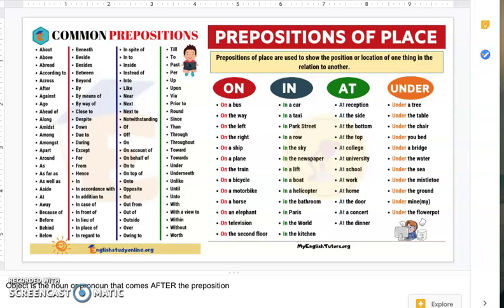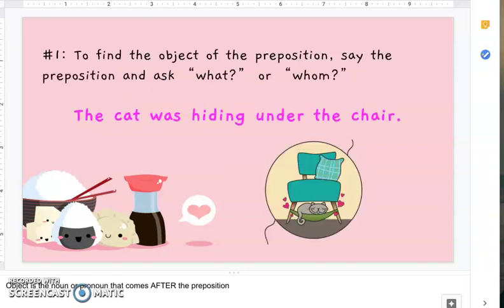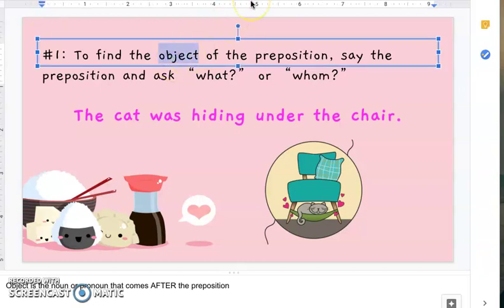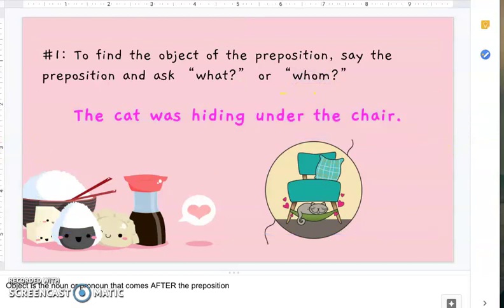We're still in our chapter about prepositions. Remember, these are some of the common prepositions. This might be helpful when we are looking for prepositions later on. So we have on, in, at, under, out, above, and beyond. With prepositional phrases, we have three key points to keep in mind. The first one is that to find the object of the preposition, you just gotta say the preposition and ask what or whom. For example, we have the sentence, the cat was hiding under the chair.